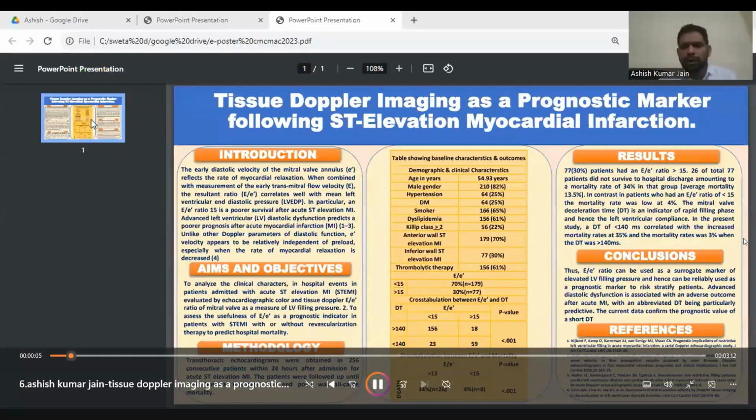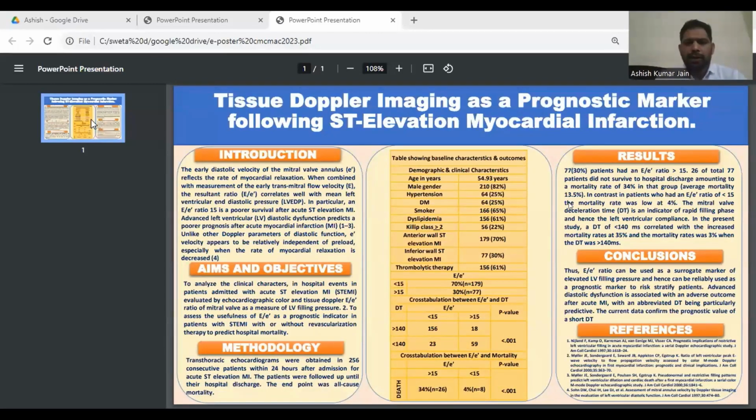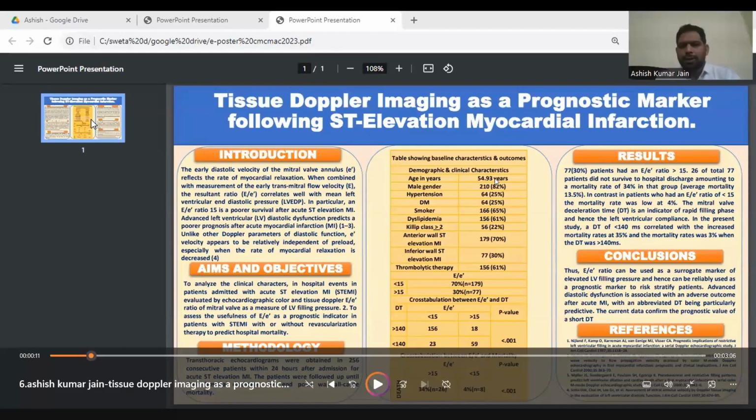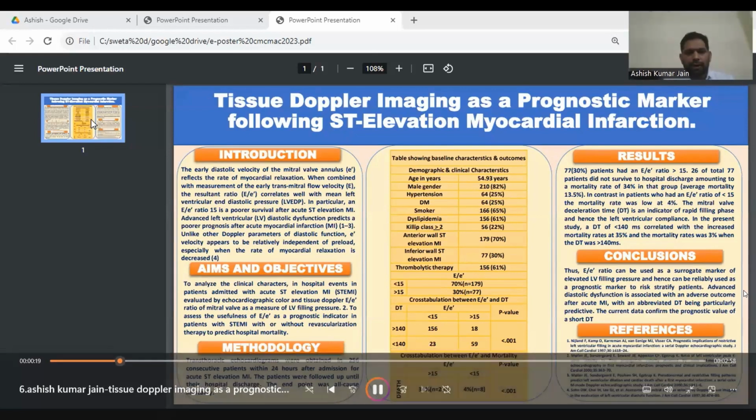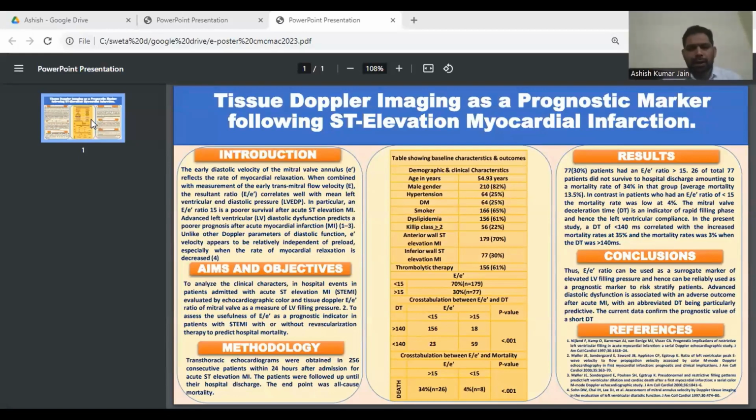Myself, Dr. Ashish Kumar Jain from Gandhi Medical College, Bhopal, and the title of my study is tissue Doppler imaging as a prognostic marker following a ST elevation myocardial infarction. The early diastolic velocity of the mitral valve, E', reflects the rate of myocardial relaxation, and when combined with the measurement of the early transmitral flow velocity, capital E, the resultant E/E' ratio correlates well with the mean LV end diastolic pressure.